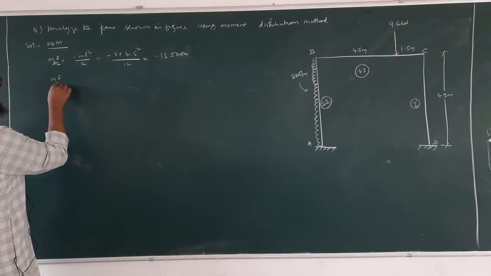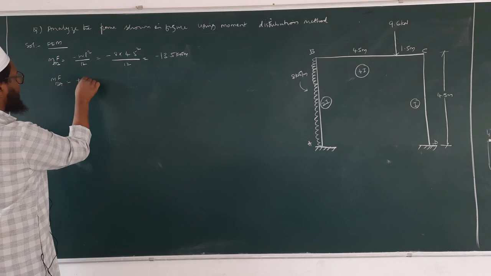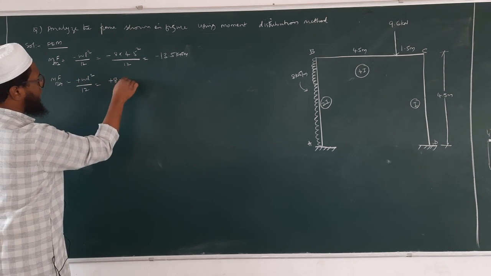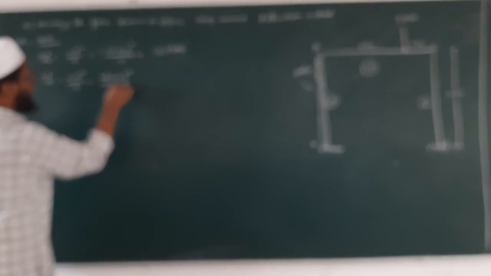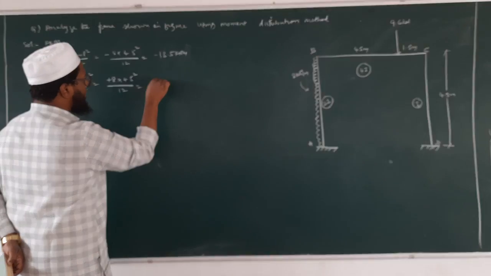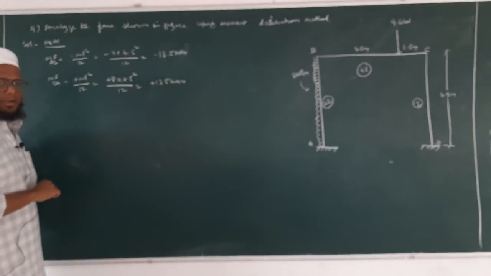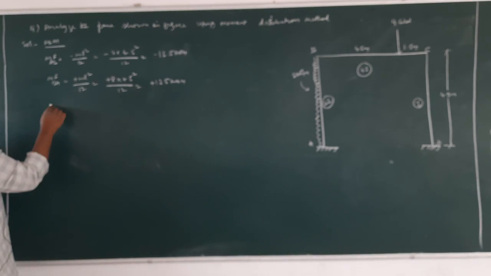Similarly, what about MFBA? Plus WL square by 12, which is equal to plus 8 into 4.5 square divided by 12, which is equal to plus 13.5 kilonewton meter.